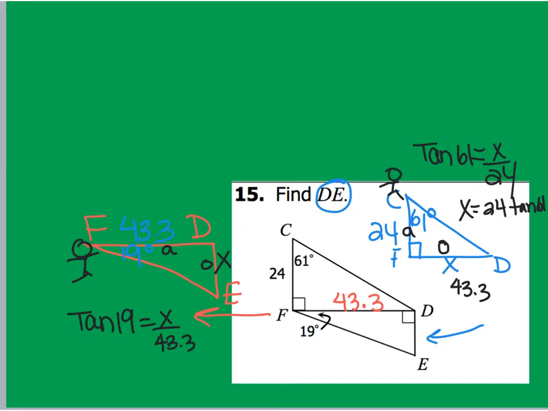So when I get X by itself, we'll multiply each side by 43.3 times the tangent of 19. That's going to give me X. I'm putting it in the calculator now. 43.3 times tangent of 19. I get 14.9. So X is equal to 14.9. And that's what DE is equal to. Yay! Next.